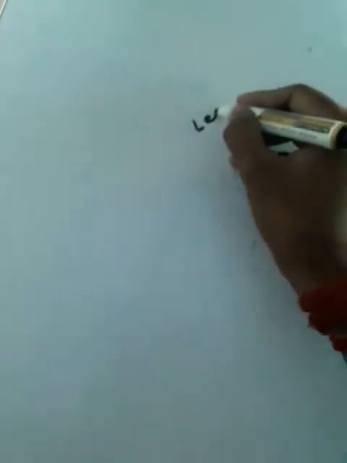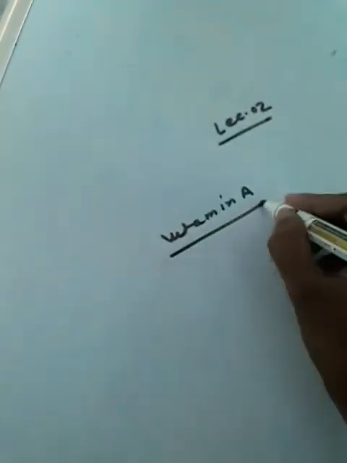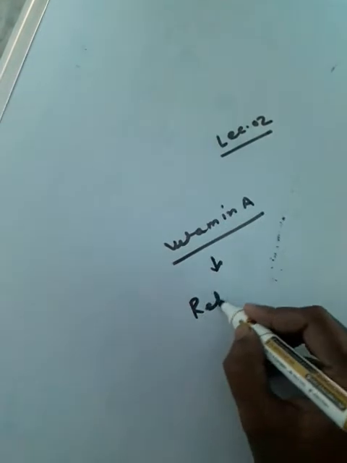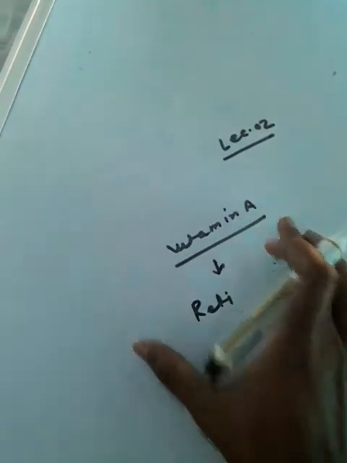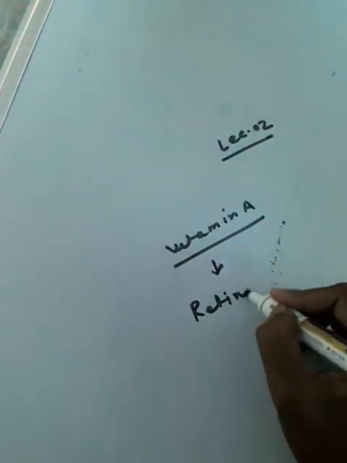So hello friends, today we are going to discuss lecture 2. In this lecture we will describe vitamin A. There are three types of vitamin A. If you see the chemical name of vitamin A, the chemical name of vitamin A is retinol.